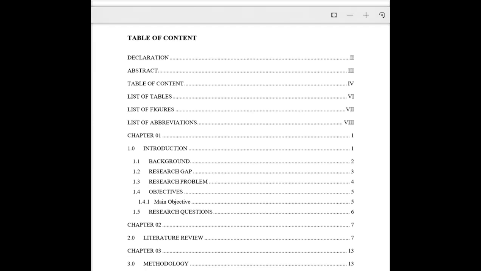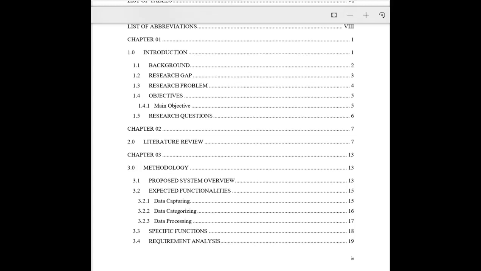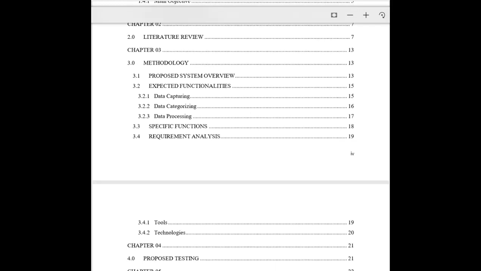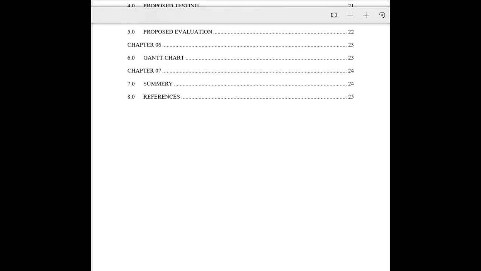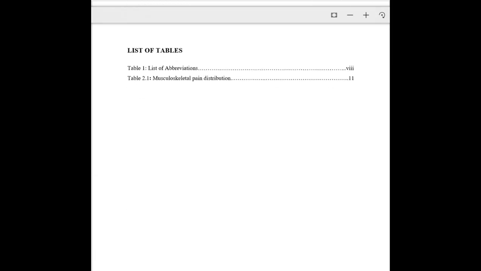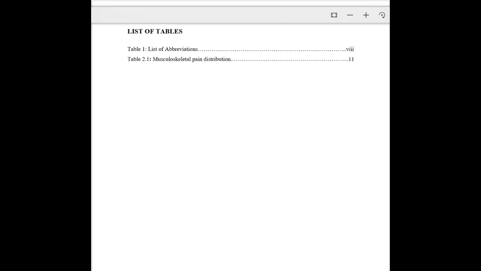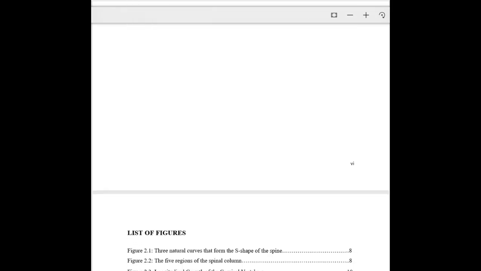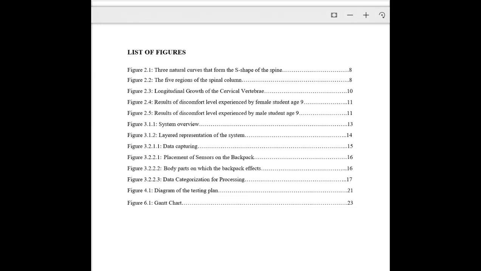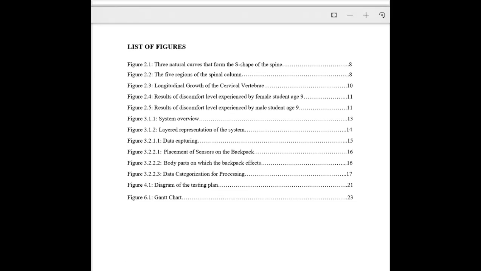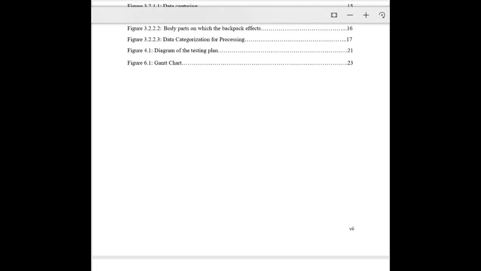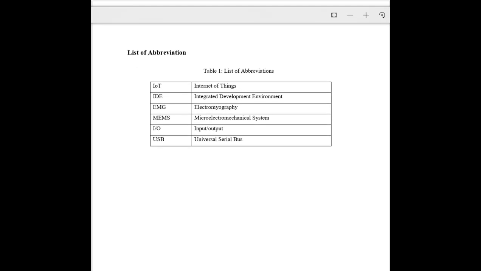This page has a table of contents. List of tables. There are two tables that I have mentioned in this report. This is the list of figures. These are the figure names and the figure numbers that I have used. List of abbreviations.